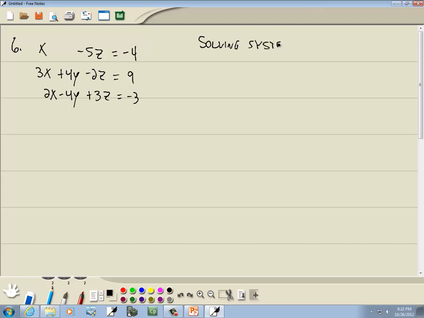So solving a system of equations, specifically linear system of equations. I actually got plenty of sleep last night, I think. Solving a system of equations using the TI-83 84.